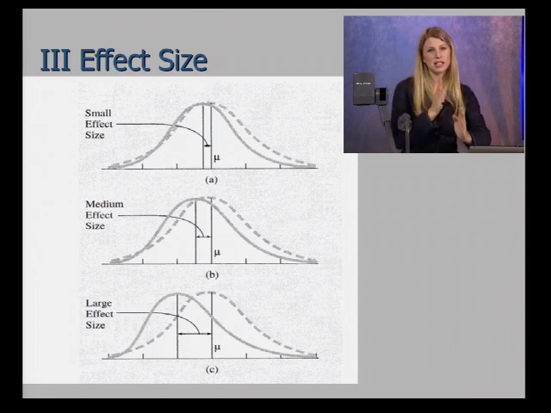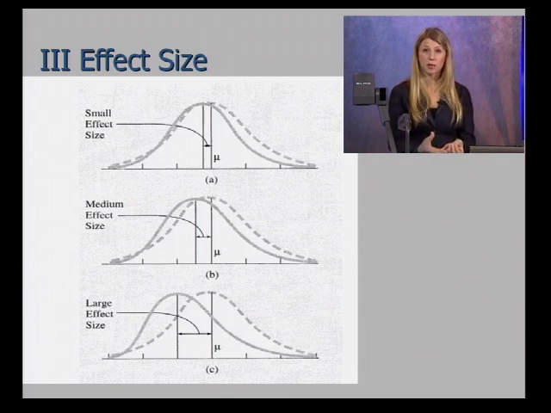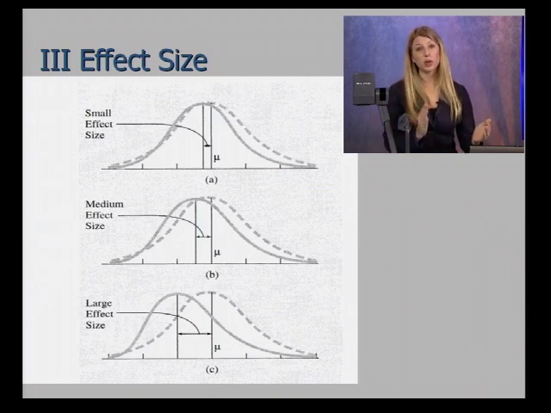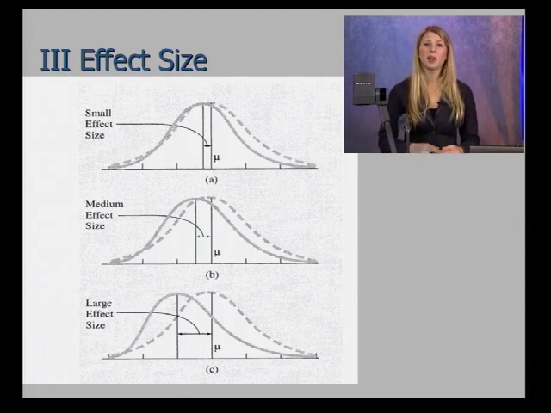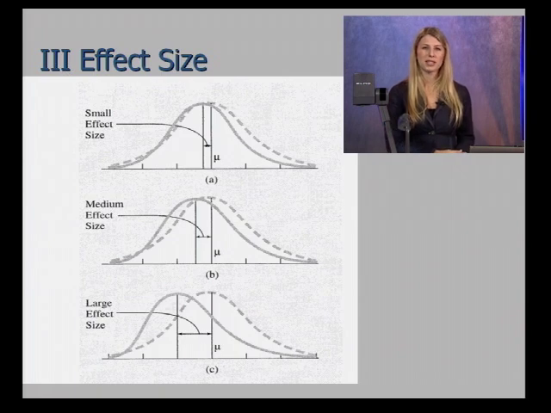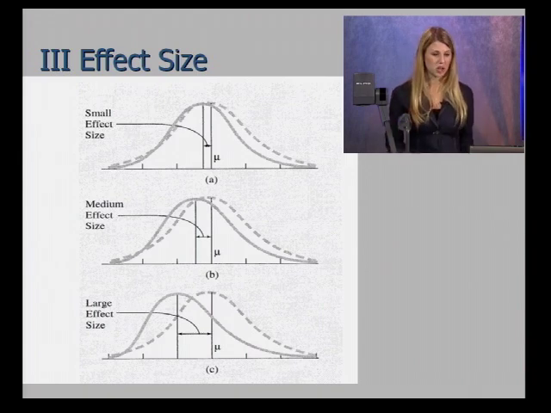Is it a tiny difference? Even if it's significant, remember you can have a powerful enough study to find a tiny difference and reject the null. Or is it a medium difference, or is it a huge difference between the two populations? So that's what you're estimating with effect size. Not only are the groups different from 0, which was your null hypothesis, but is it a tiny difference, a medium difference, or a large difference?